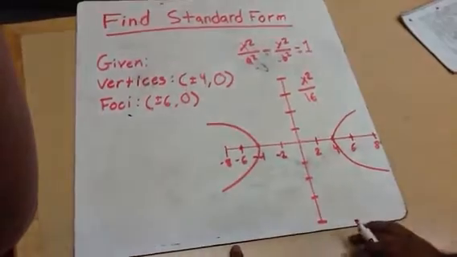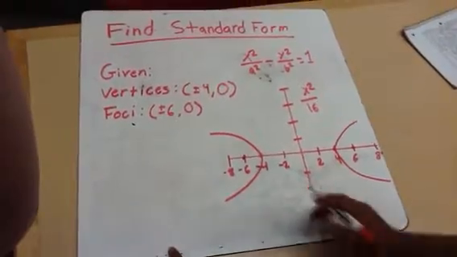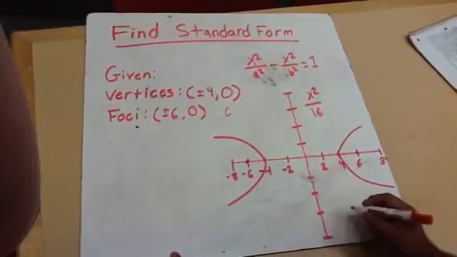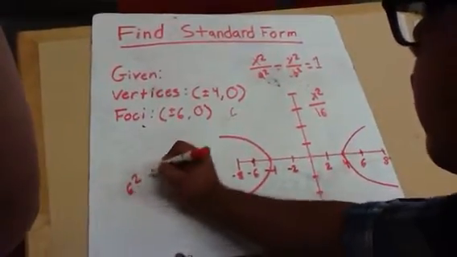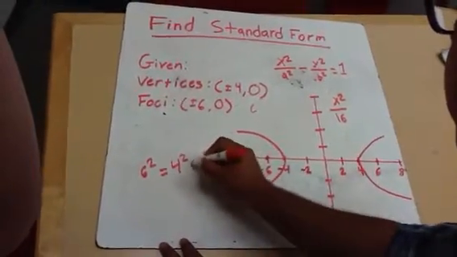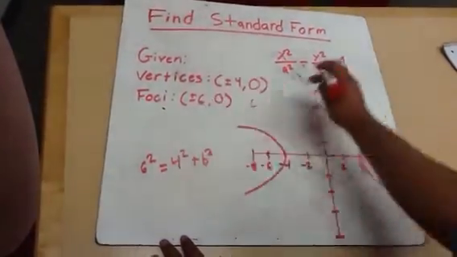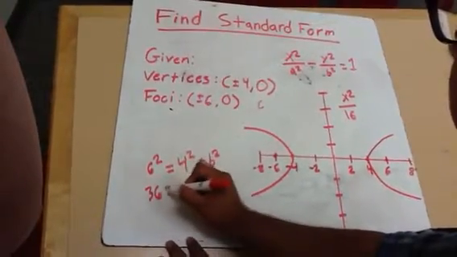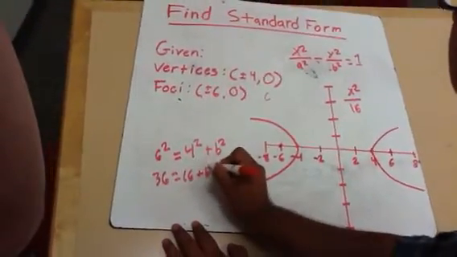Now, for the foci, what you want to do is apply the Pythagorean theorem here, because if you remember, foci has the variable of c. And if we apply c here, we apply it as 6 squared equals 4 squared plus b squared. Because remember, you want to find b squared right now. That's what this is for. You take 36, which is 6 squared, equals 16, which is 4 squared, plus b squared.